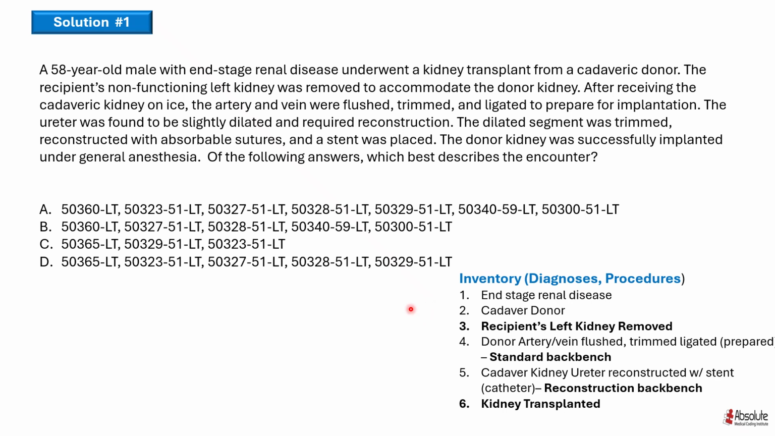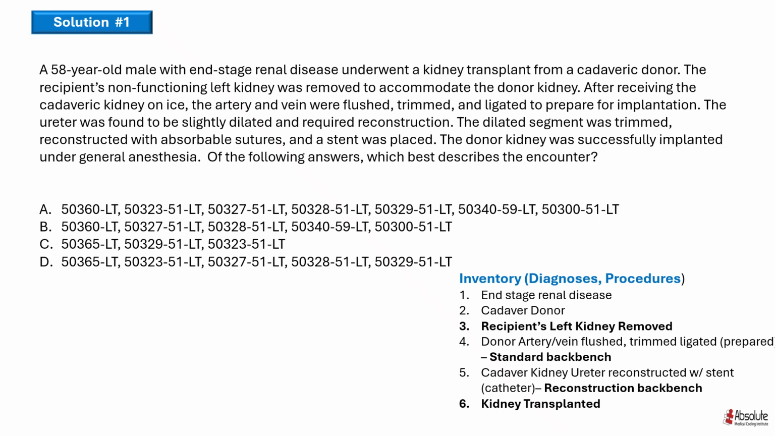Now we're going to look at the backbench work. The kidney of the donor, the artery and vein were flushed. It was trimmed and ligated. In other words, it was prepared, and this is a part of standard backbench work. Also, it was found that the ureter of that kidney needed reconstruction work. So they reconstructed the ureter and they applied a stent. A stent is a catheter. So this was the reconstruction backbench work. And finally, the kidney was transplanted. And all of this took place. It's a lot of stuff.